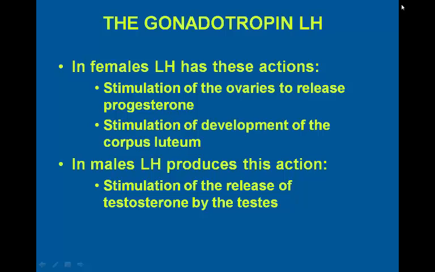The other gonadotropin is LH. In females, LH stimulates the ovaries to release progesterone mainly. This occurs primarily toward the latter half of the female cycle. It also stimulates the development of a structure called the corpus luteum in the ovary, that basically is the remnant of the follicle that resulted after ovulation occurred.